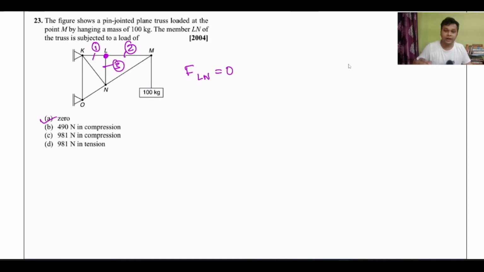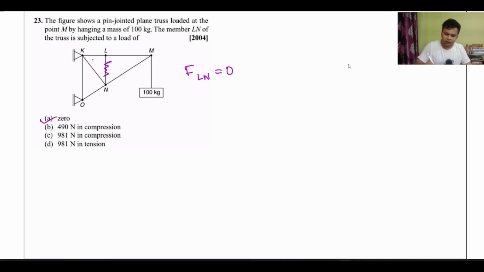Now one of my students asked me, so what will be the force in member Kn? Now you can see, if you remove the member Ln, because the force in member Ln is 0, I can actually remove it because it is not serving any purpose. It's not handling any force. So if you remove this Ln, this would have been a better question actually.